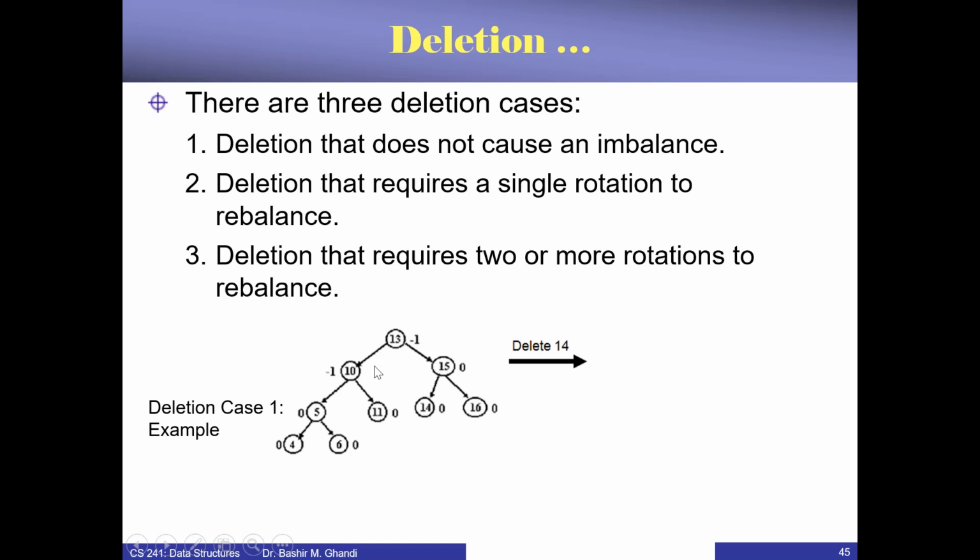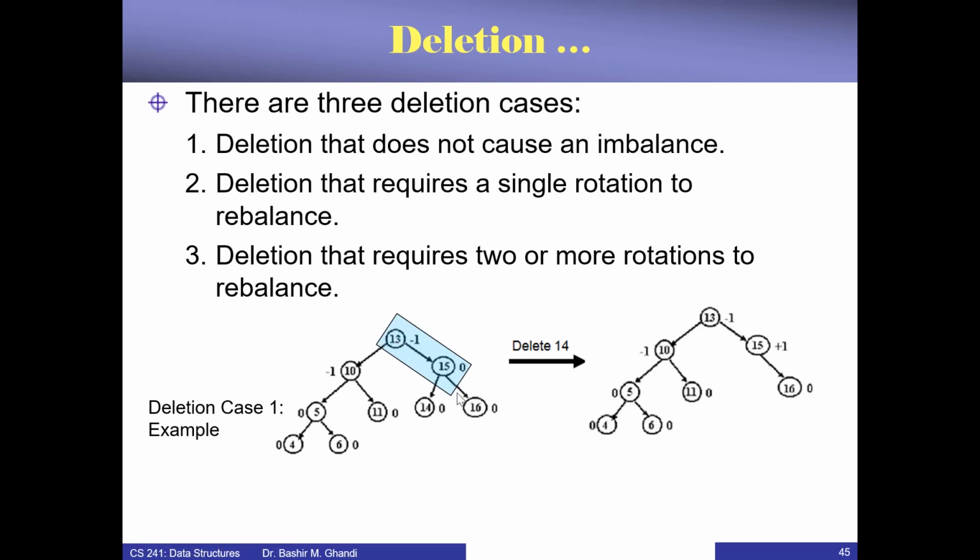Suppose in this tree, which is currently balanced, it is AVL, you want to delete 14. 14 is here. After deleting it, we have to check all the ancestors of the deleted node, from the immediate parent all the way to the root. So we have to check, is 15 balanced after the deletion? Is 13 balanced? If we find any of them not balanced, we have to balance it before we move on to the next one.